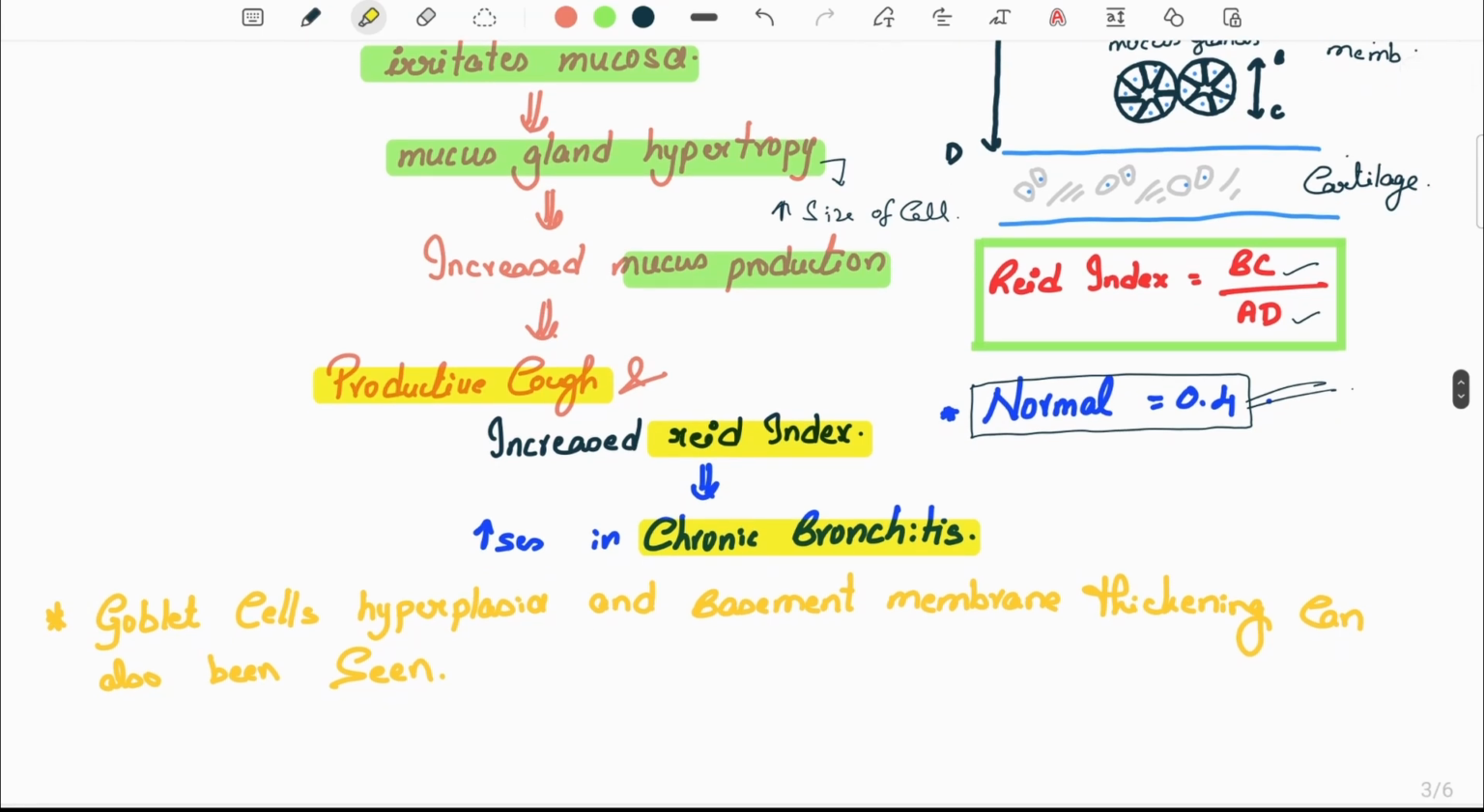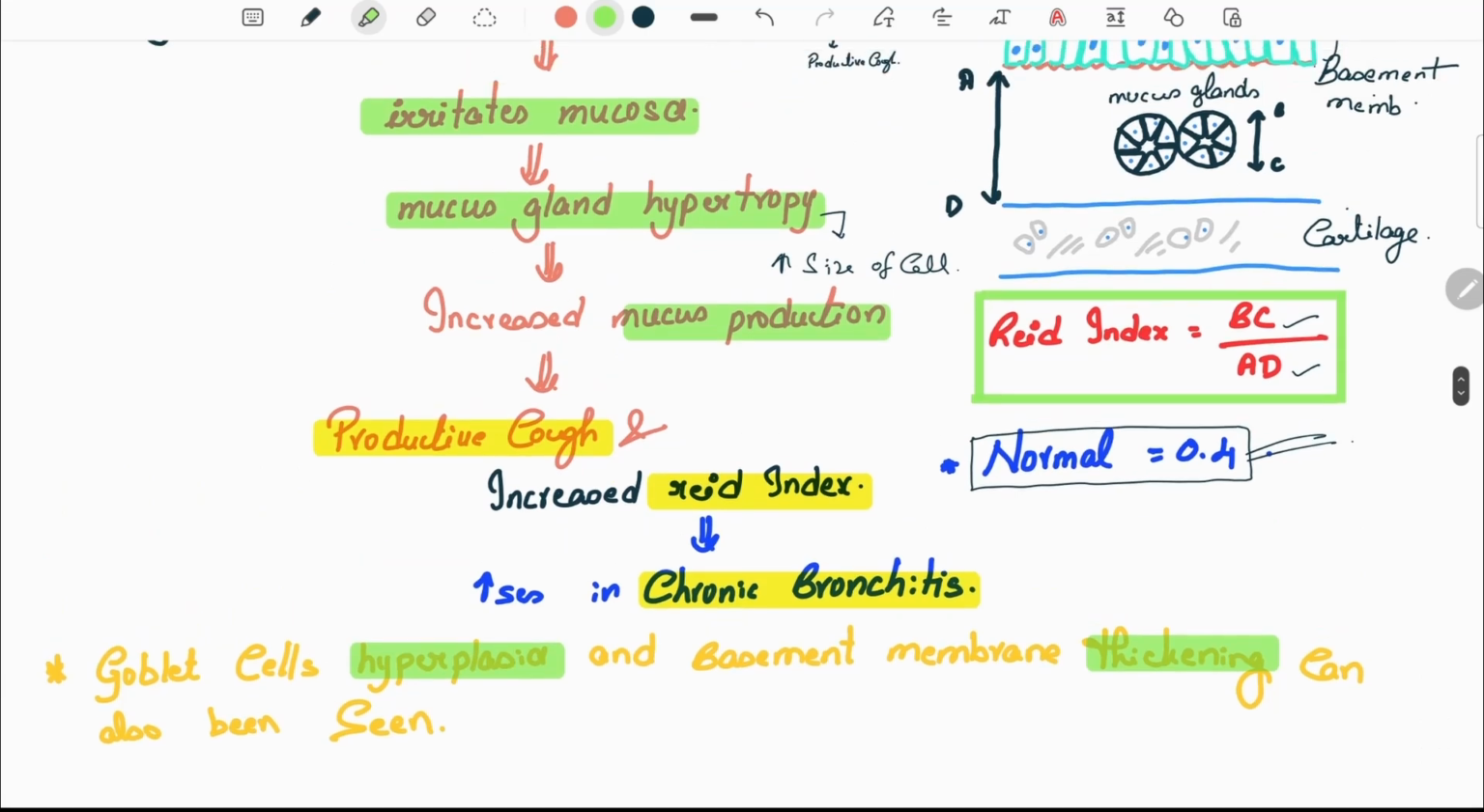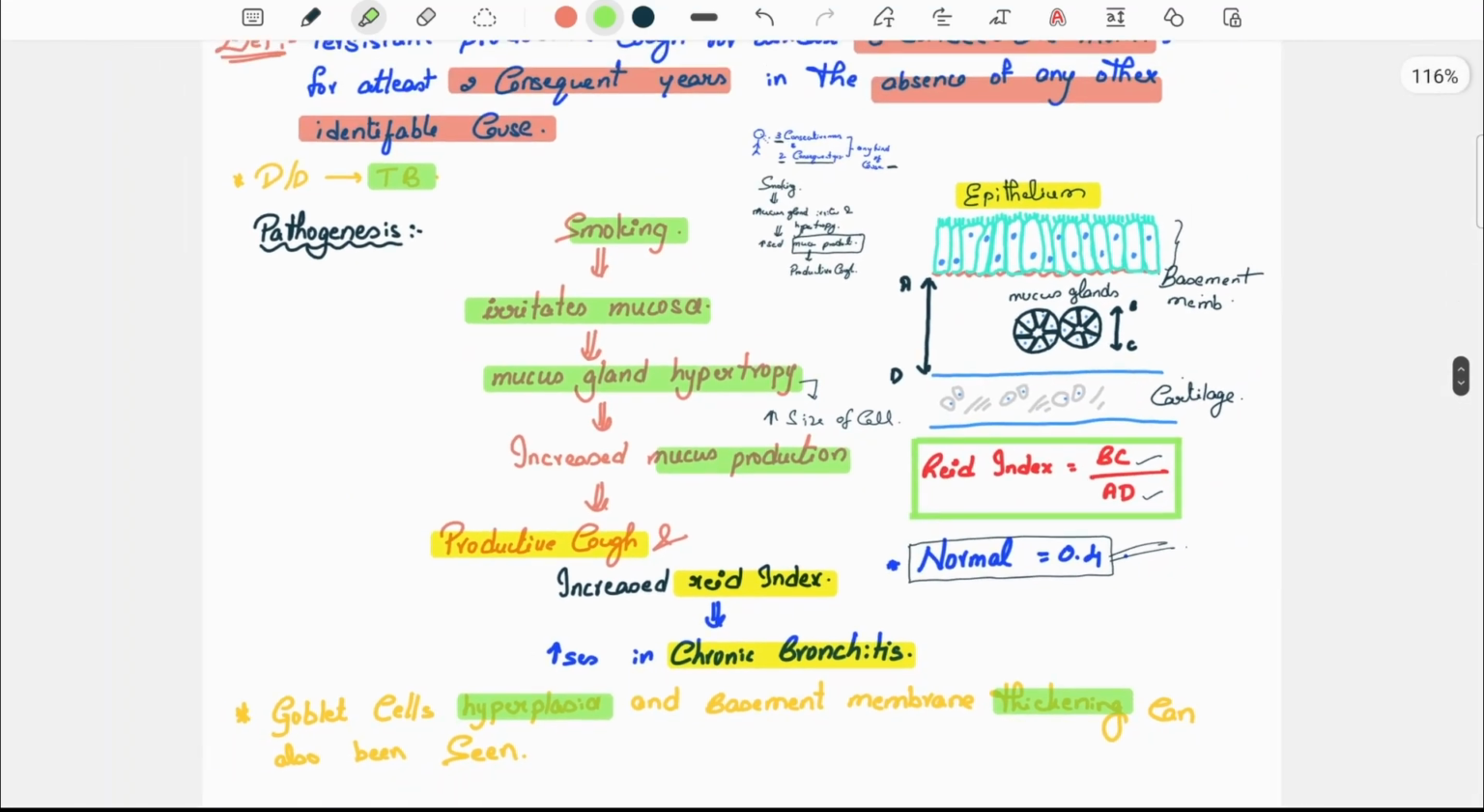So here the most important thing you should understand is there is hyperplasia of goblet cells and the thickening of the basement membrane. So these are the important features that you should know about chronic bronchitis.